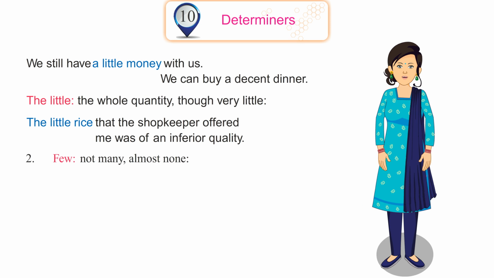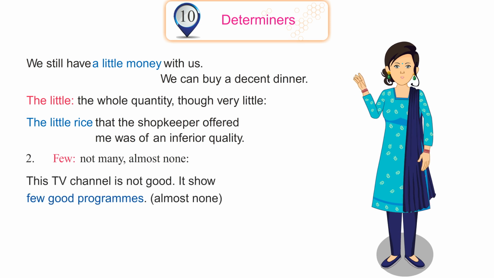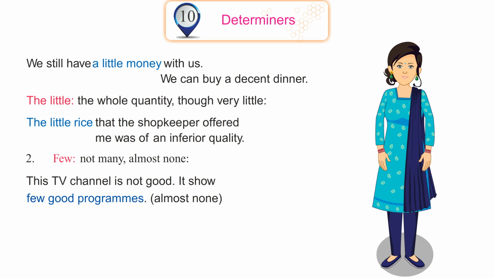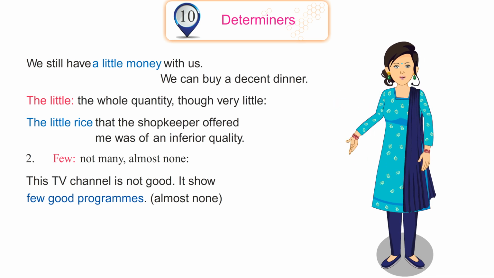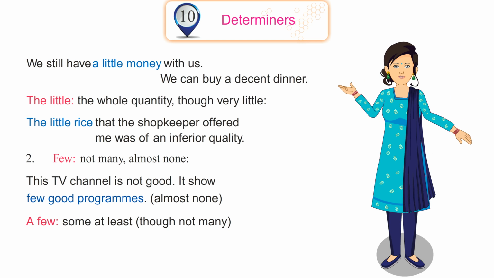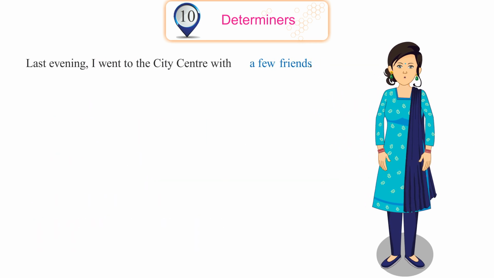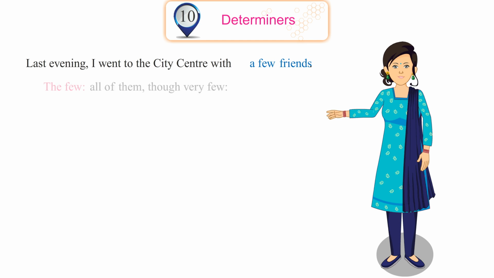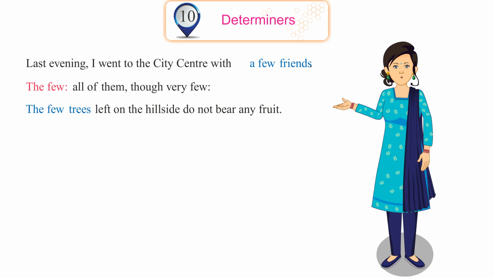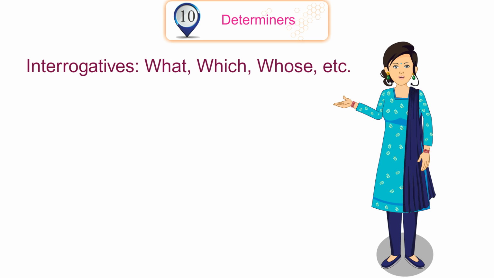Few: not many, almost none. This TV channel is not good. It shows few good programs, almost none. A few: some at least, though not many. Last evening, I went to the city center with a few friends. The few: all of them, though very few. The few trees left on the hillside do not bear any fruit.